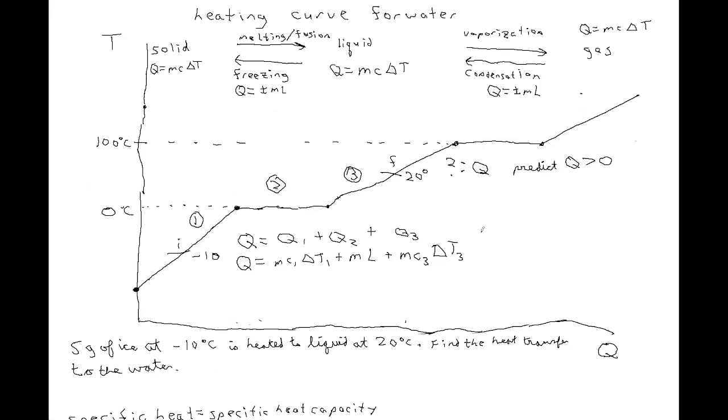So that means that in the first step, Q is equal to 5 grams times C for ice, which is 2.01, times delta T, which is final 0 minus initial negative 10, so that's positive 10. The second one, Q is equal to positive 5 grams times L, which, since it's going from ice to water, that means it's melting, so we use the heat of fusion, which is 334 joules. And then third, since we're using Q equals mc delta T, it'd be 5 grams times 4.184 for liquid water times the change in temperature, which is final 20 minus initial 0, which is 20.